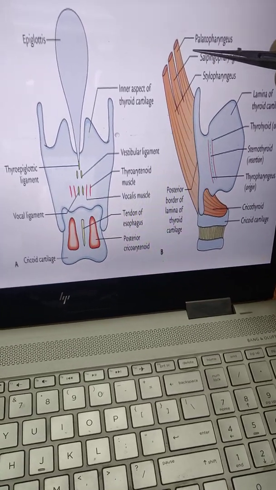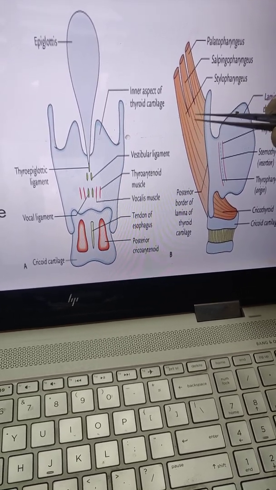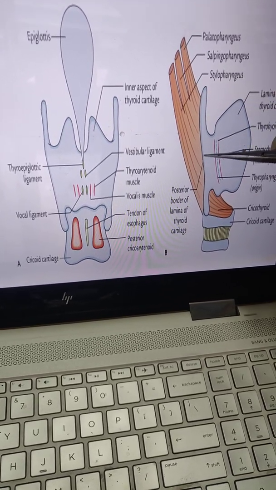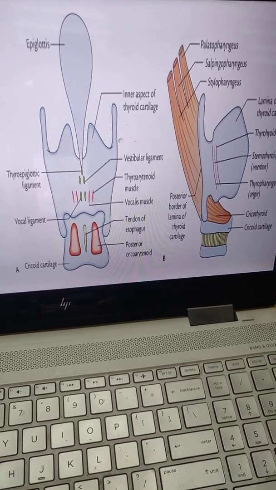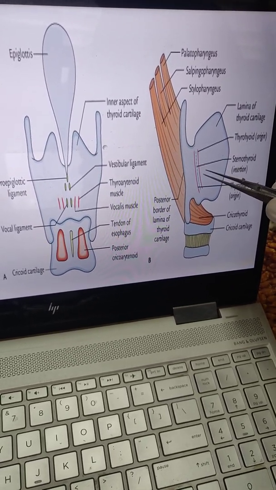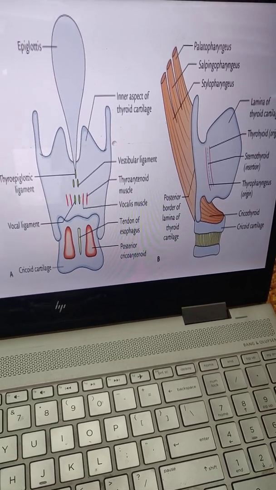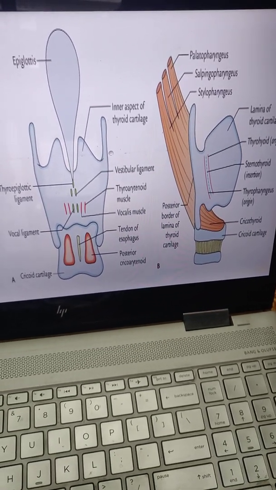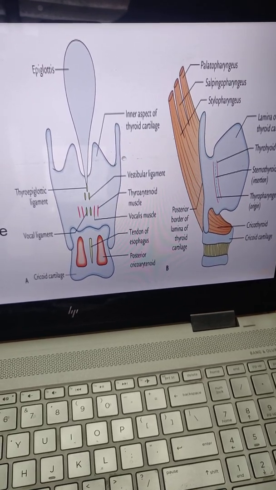Extrinsic muscles of the larynx: palatopharyngeus, salpingopharyngeus and stylopharyngeus, which are attached on the posterior border of the thyroid cartilage. Another group are the external extrinsic muscles, the thyrohyoid. Here there is an attachment of the thyrohyoid and sternothyroid muscles, as well as the cricothyroid muscles, which are extrinsic muscles of the larynx. All these extrinsic muscles elevate the larynx except the sternothyroid, which depresses the larynx.